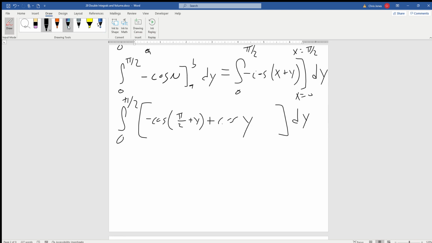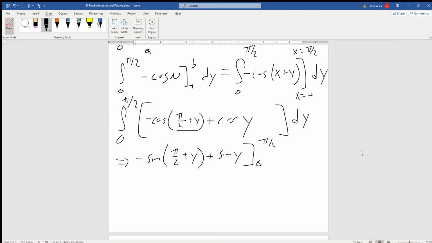Right. Now we can integrate this. If you wanted to, you could do another u sub on this, but because the interior term is all linear, we know that's just going to turn out to be negative sine of pi halves plus y. And so let's just go ahead and integrate. So this is now going to become negative sine, since the antiderivative of cos is sine, negative sine of pi halves plus y, plus sine of y from 0 to pi halves.